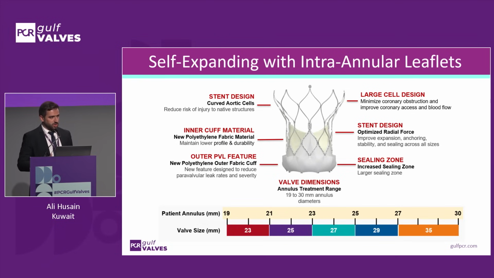You can see that it has a large cell design to minimize coronary obstruction and allow coronary access post-TAVI. It has a curved aortic cell, which is aimed to reduce the risk of injury to the native structures, and a very large sealing zone. There is an inner as well as an outer skirt to reduce the risk of paravalvular leak. And the valve comes in 5 different sizes, the 23, 25, 27, 29, and 35, that actually cover a wide range of annular diameters, anywhere between 19 millimeters to 30 millimeters for our patients.